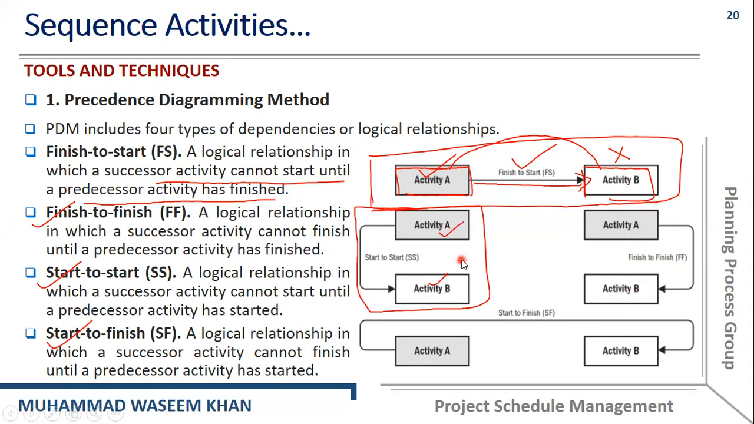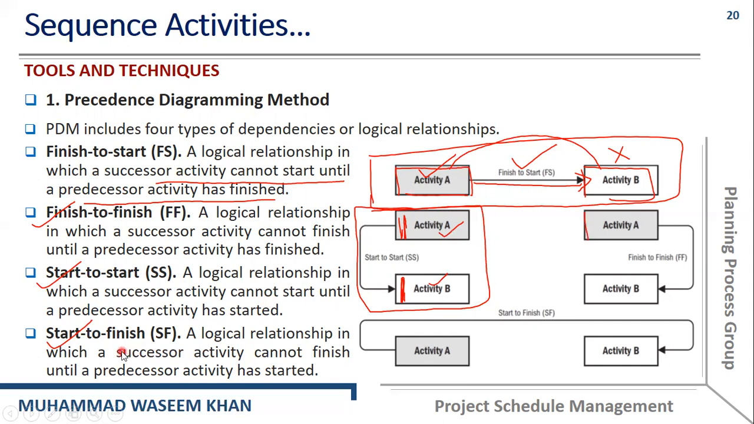The next one is the start to start relationship. It is a logical relationship in which a successor activity cannot start until a predecessor activity has started. So you can see here that activity B, which is a successor activity, cannot start until activity A, which is a predecessor activity, has started.